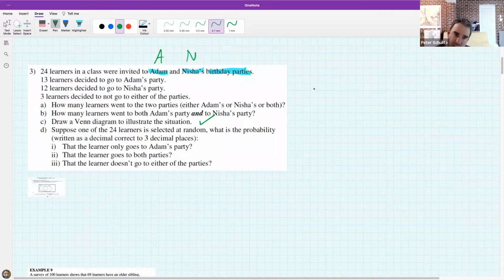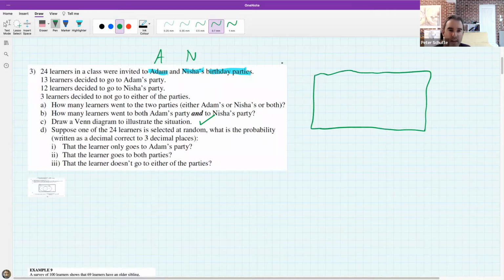Now, when you draw your Venn diagram, you've got to make some decision. You've got to decide if there are students that went to both, or are there no students who went to both? Because if there's nobody who went to both, your circles will be like that. Whereas if there's somebody who went to both, the 2 events will look like that.